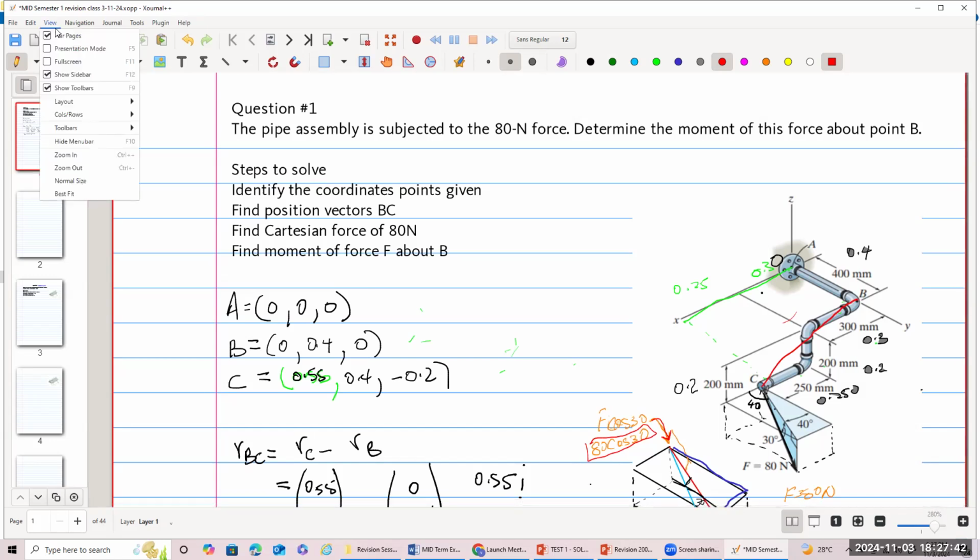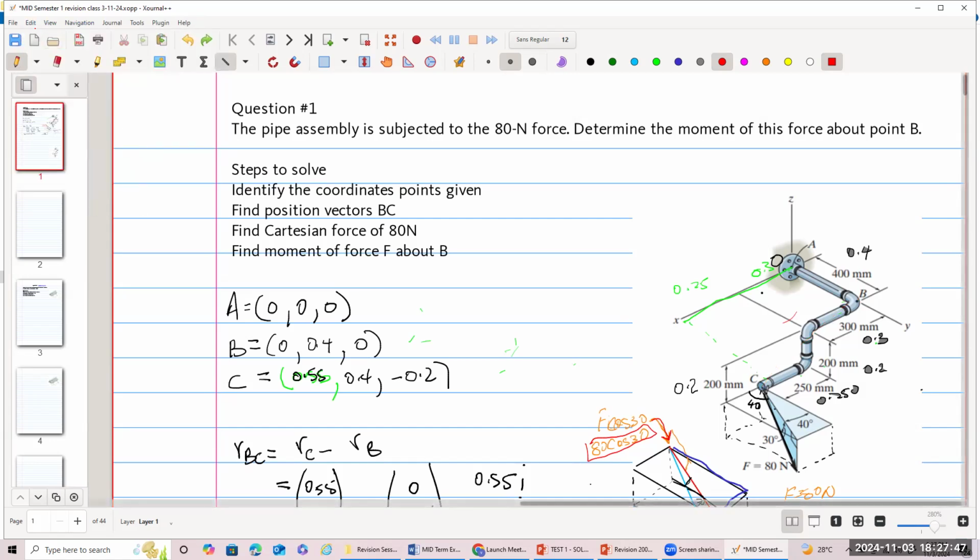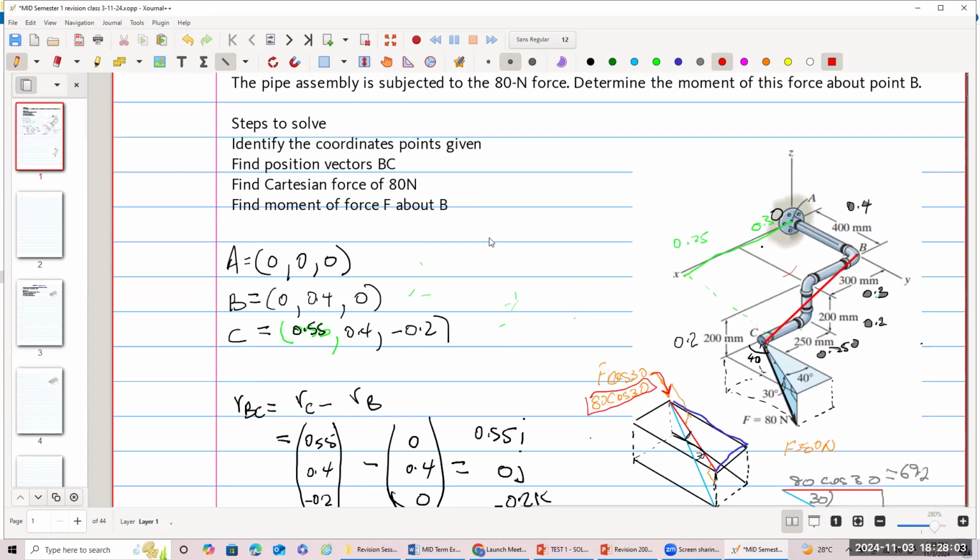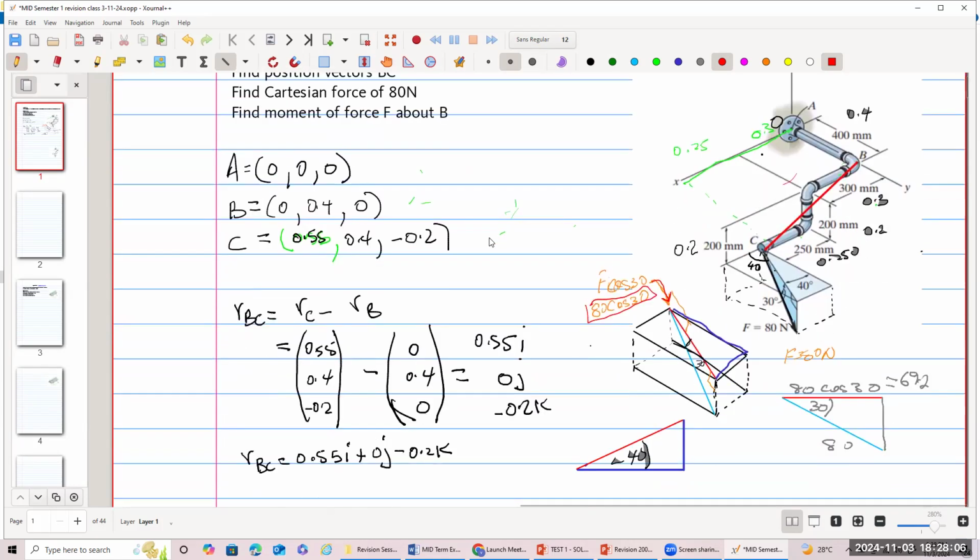Wow, that is looking so choppy. Can I redo that? All right, I'm going to try again. So that's a line, that red line, that's what's connecting. So that's BC coming to the force, right? We find BC because remember we say we're going to find the moment about B. So you need to find a position vector. You're going to connect B to a point on the force line. That is why we need the position vector BC.